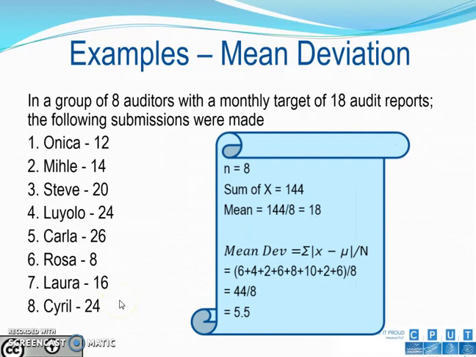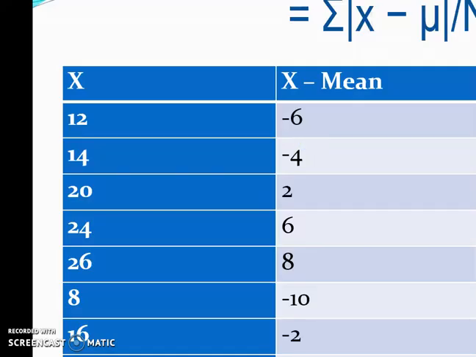So if we look at that, then that means we need to determine our n, which is equal to 8. And the sum of all of our items gives us 144. To calculate the mean, as we all know, we will need to take that total divided by the number of items, which gives us a mean value of 18. But onto the calculation of how we get a mean deviation.